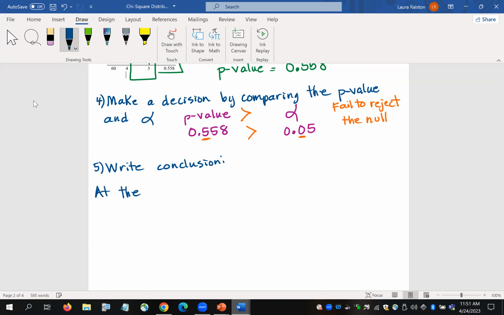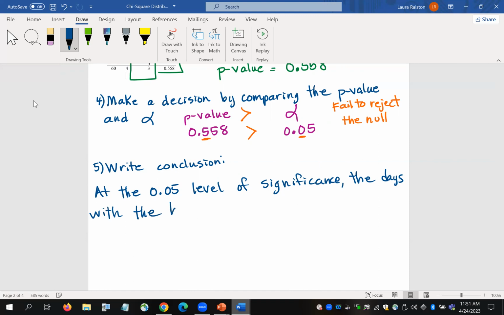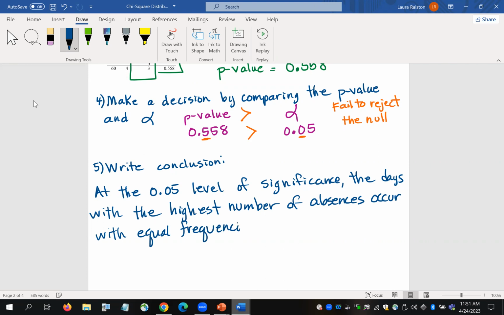At the 0.05 level of significance, the days with the highest number of absences occur with equal frequencies during a 5-day work week.